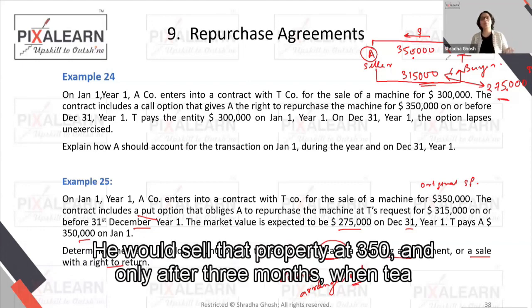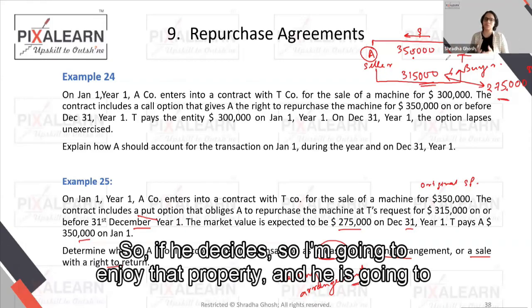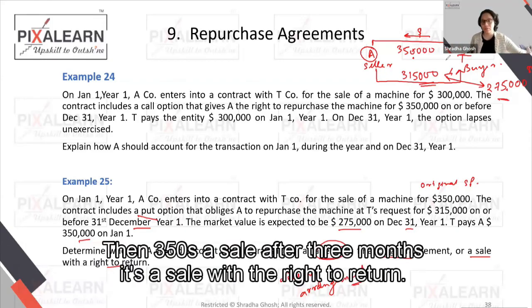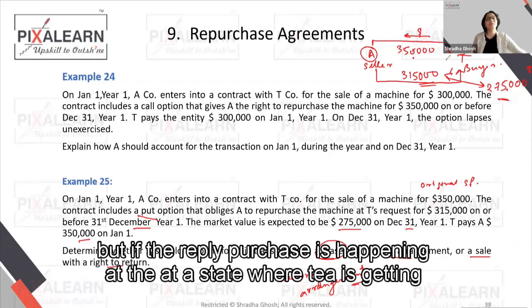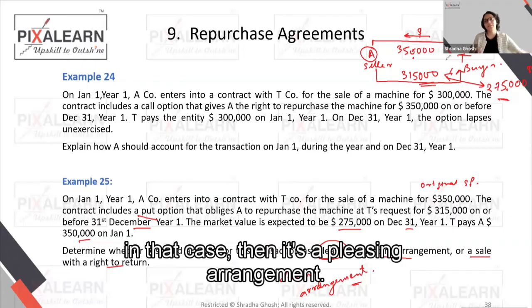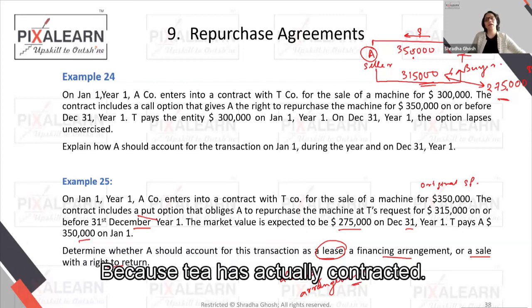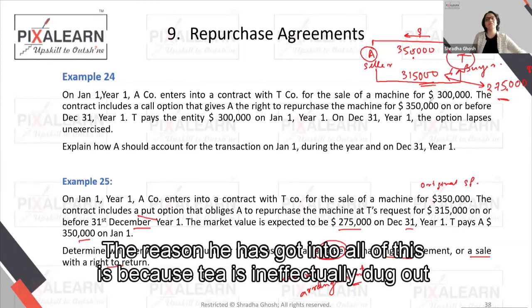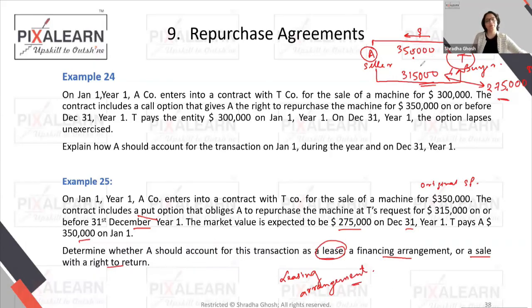So what would happen? He would sell that property at 350. And only after 3 months, when T decides whether he wants to remain, if he decides, no, I'm going to enjoy that property and he's going to stay there, then 350 is a sale after 3 months. So it's a sale with the right to return if the repurchase is happening at the fair market value. But if the repurchase is happening at a price where T is getting a benefit, then it's a leasing arrangement. Is this clear? Because T has actually contracted. The reason T has got into all of this is because T has effectively dug out a good deal for that 3 months period.